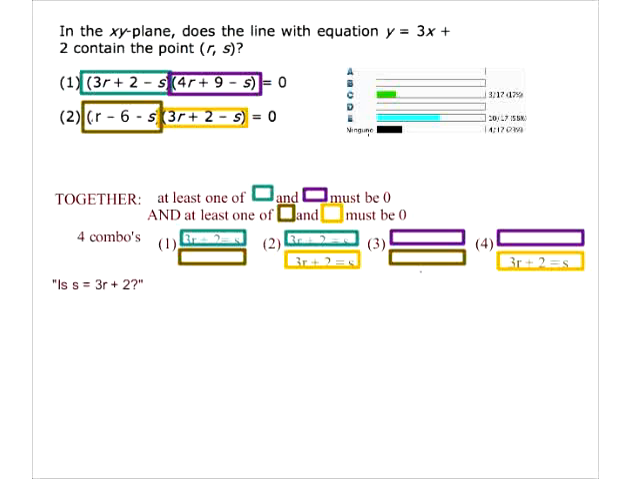That's still an automatic yes. But we still got to analyze this one.